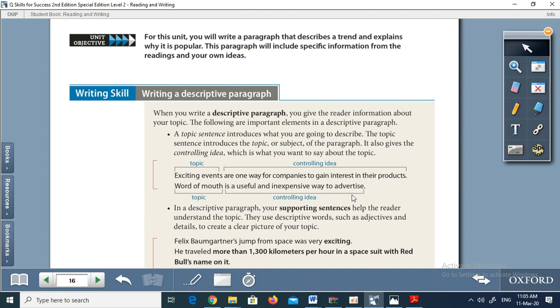Another example is about fast cars. Fast cars are really popular in Saudi Arabia. So if I'm writing about fast cars and I want to give them a controlling idea, we put fast cars here and "are really popular in Saudi Arabia" is the controlling idea. So that's how you write a topic sentence with a controlling idea.